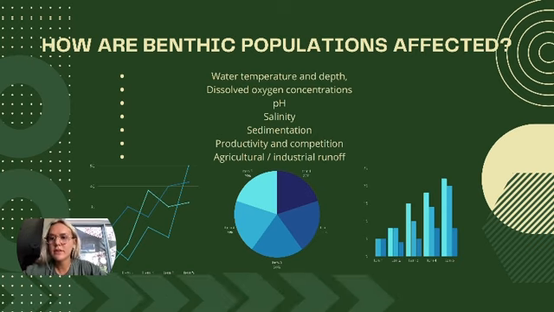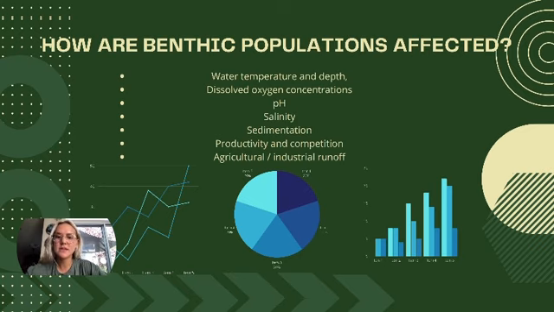The abundance of benthic invertebrates can be influenced by a variety of physical parameters. Two that I mentioned before are water temperature and depth and dissolved oxygen concentrations. A couple more of them are pH, salinity, sedimentation, productivity and competition, and a big one is agricultural and industrial runoff. The heavy metals and toxins from agriculture, industrial, and domestic work can have several lethal effects on benthic invertebrates.